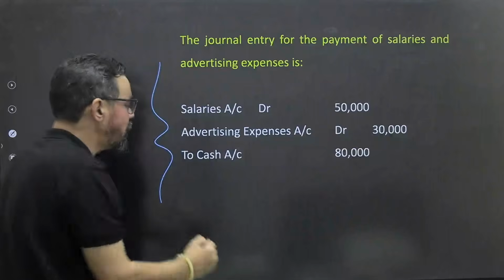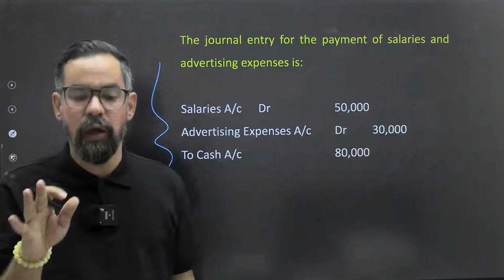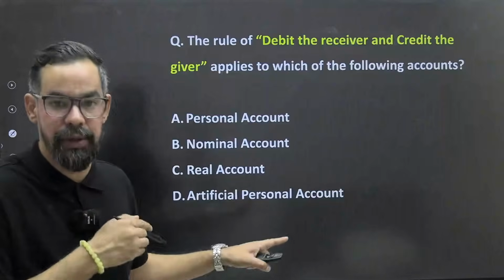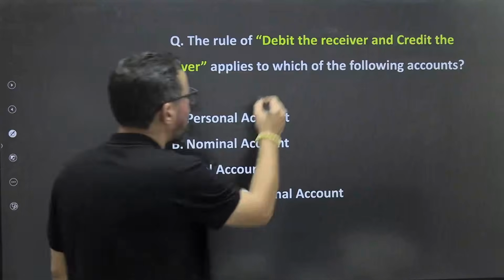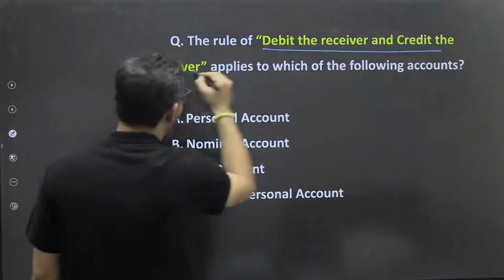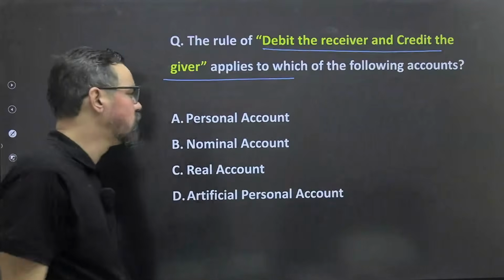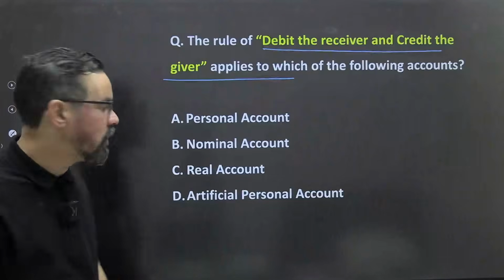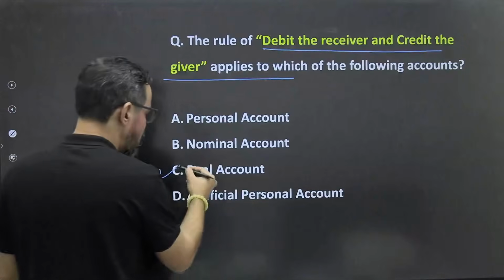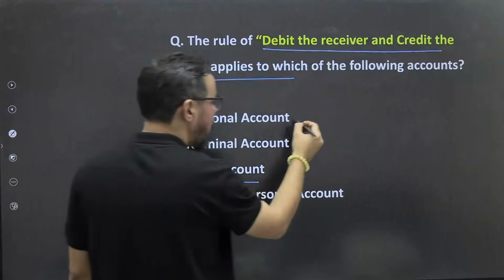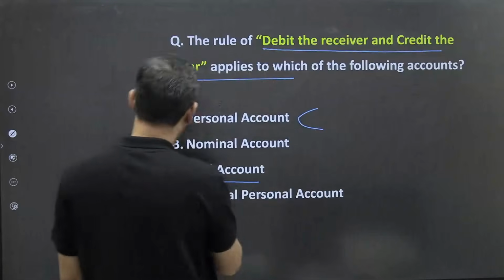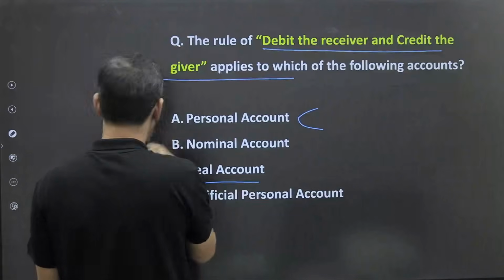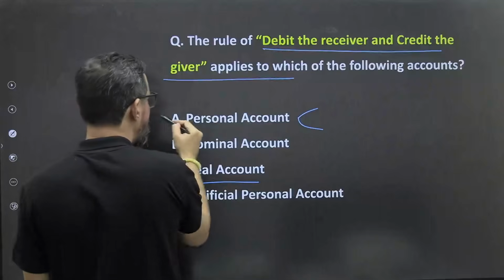So we have 3 accounts: real account, nominal account and personal account. I guess the next question is around that only. Okay, this was the question of this year. They generally ask one straightforward question: debit the receiver and credit the giver. This rule applies to whom? Okay. So when it comes to debit the receiver and credit the giver, it is applied to personal account, right? In case of real account, it is debit what comes in, credit what goes out.